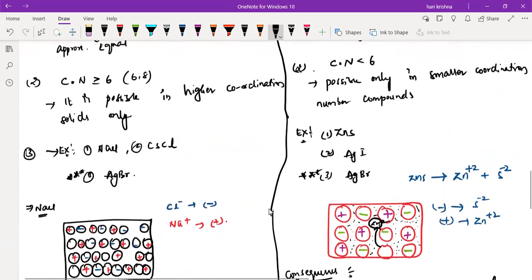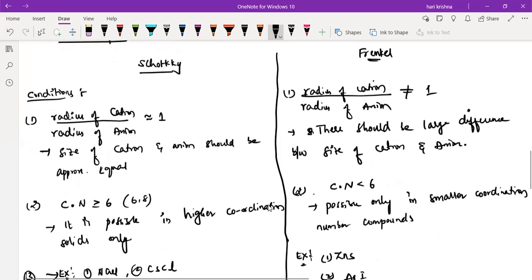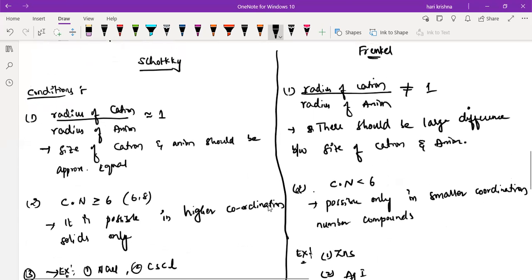There is AgCl and AgBr. Okay, these are the main things in the Frenkel defect. Any doubts now?